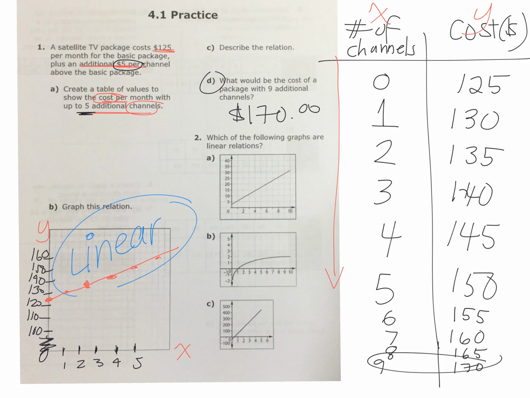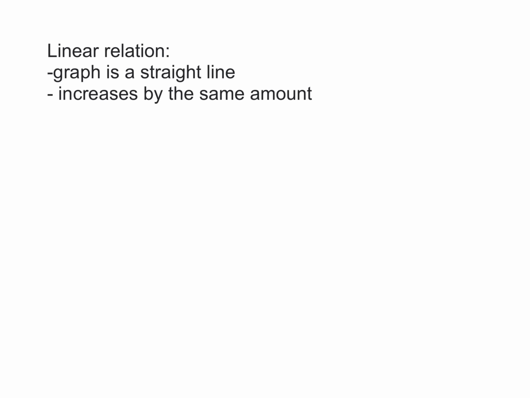Okay, which of the following graphs are linear? Raise your hand if you think A is linear. Yes or no? Yes, how do we know? It's a straight line. Is B linear? Yes or no? No, absolutely not. It's a curve. Is C linear? Yes. A and C are linear. Okay, so X increased by 1 every single time and Y increased by 5 every time. It increases by the same amount.